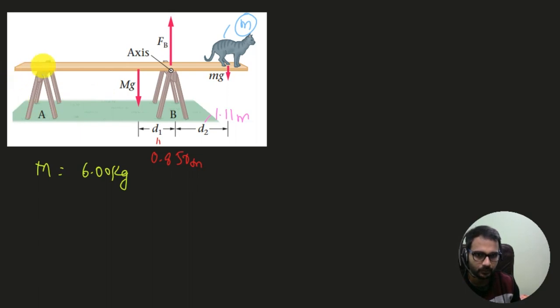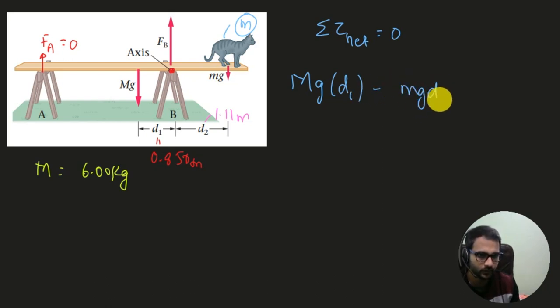Now in this situation, the plank at point A just begins to tip. That means the normal force exerted on the plank at A due to the sawhorse should be equal to 0. This FA should be equal to 0. Now, we can use the equation that the net torque acting on the system, basically the plank, is equal to zero. To write the net torque, we have to choose the axis of rotation. It's better if you choose this point to be your axis of rotation, right? Now, this force FA is already zero, so no need to take the torque due to this force. Now, this force MG will create an anticlockwise torque, so MG into D1. And this force, small mg, creates a clockwise torque, so minus mg into d2. And this should be equal to 0.